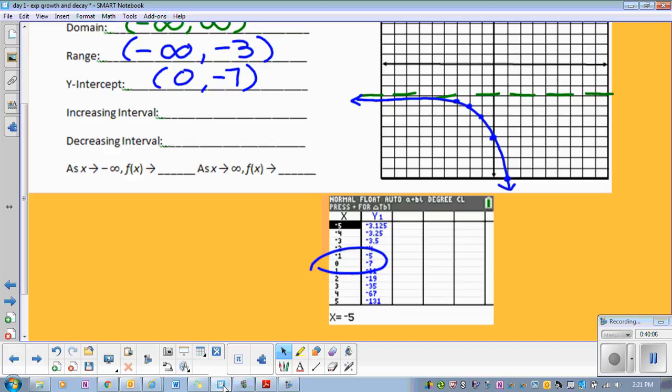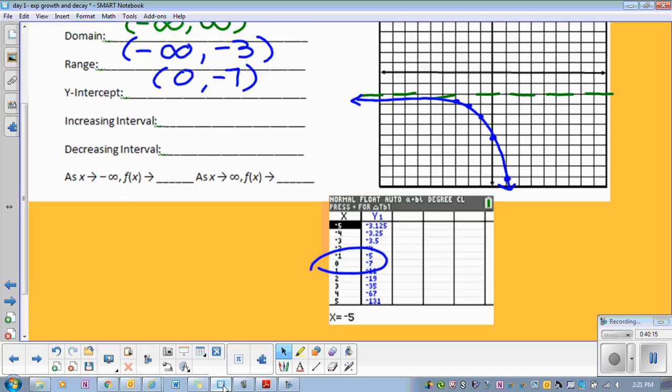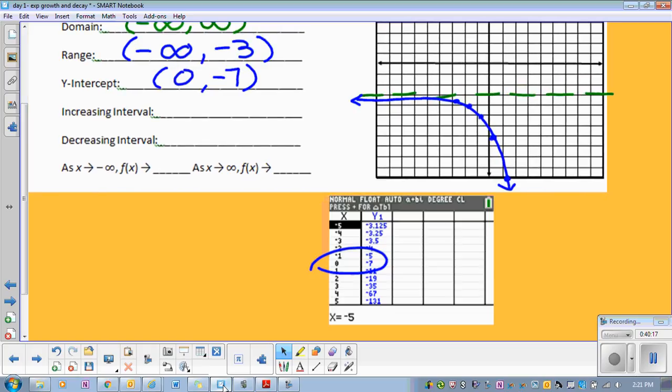So now your increasing and decreasing interval. First of all, your increasing and decreasing intervals are always your x values, right? So for these, let's just make a little note here. It's always going to be the same as your domain, because it's your x values.